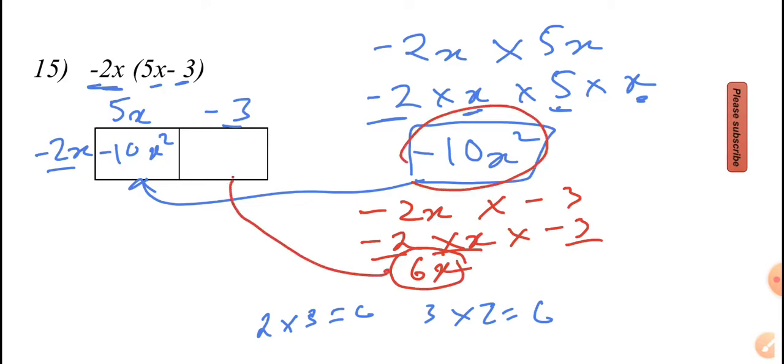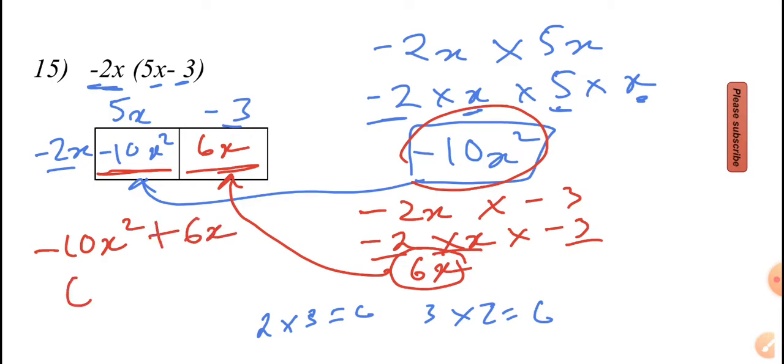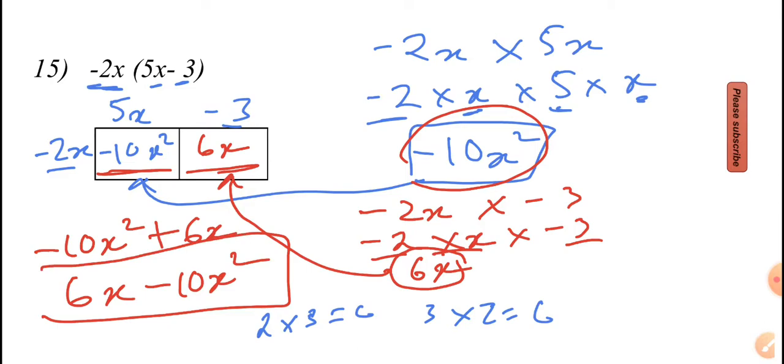So the final answer is a combination of this and this. So remember, the 6x goes straight there. So the final answer will be the minus 10x squared plus the 6x there. And it might be just neater to write it as 6x minus 10x squared. So I would say this is the final answer.